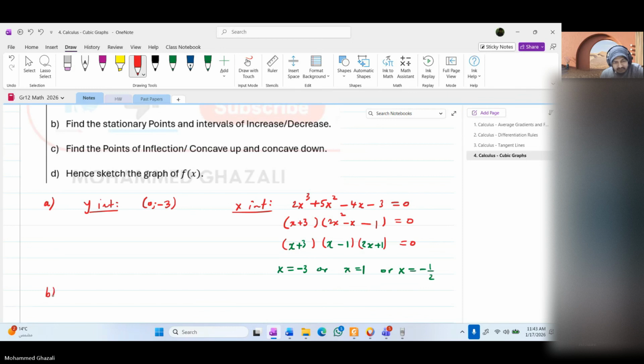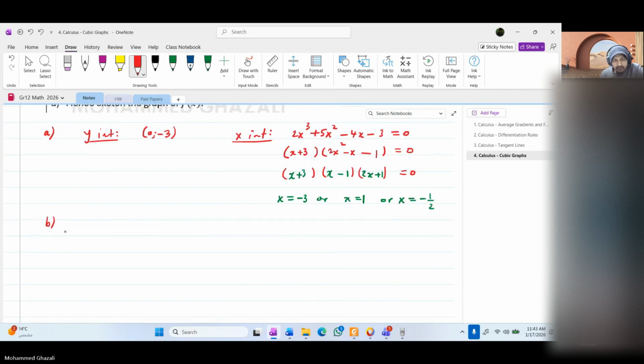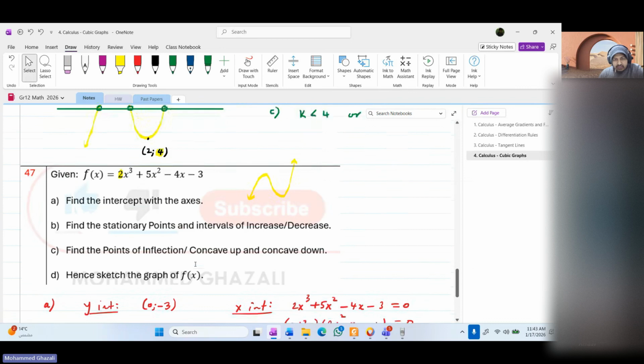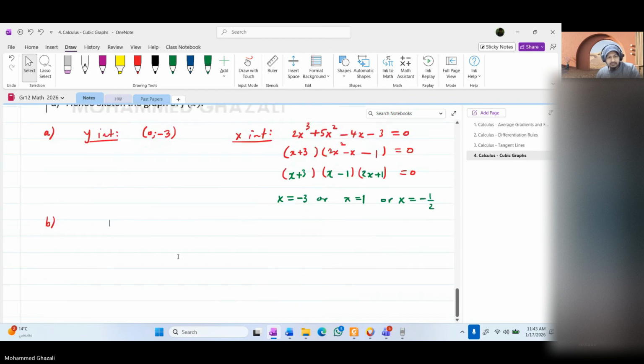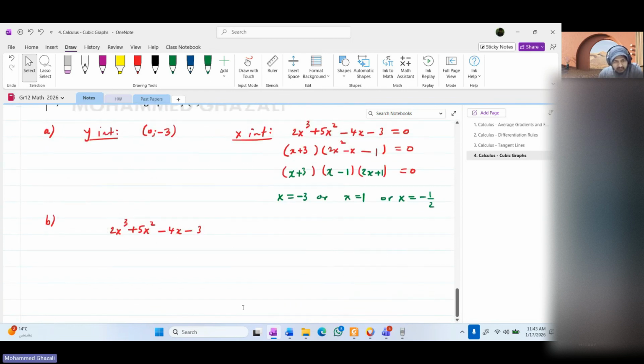So B. What is the stationary point? First, we need the cubic equation because we need to differentiate. Right, so we have the cubic equation, which is f of x equals, right? So what is the derivative? For stationary point, we need to say the derivative must be equal to 0. So I'm going to make that equal to 0, right? So what is the derivative? Let's put the derivative here. This is for stationary point.